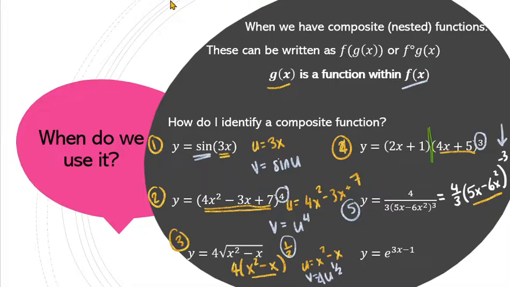Our last one, we haven't dealt with e yet. We may or may not, depending on which course you're in. But the inner function in this, because we're doing e to the power of 3x plus 1, that makes it the inner function. U equals 3x minus 1, sorry, not plus, and v is e to the u.